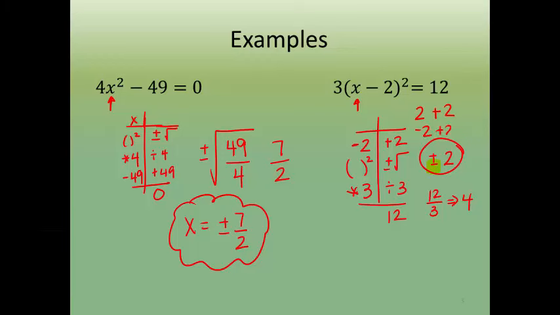So my two results are 4 and 0. I'm not always going to get this plus or minus where they're just the opposite of each other. My two results are 4 and 0. Do not put parentheses around here.